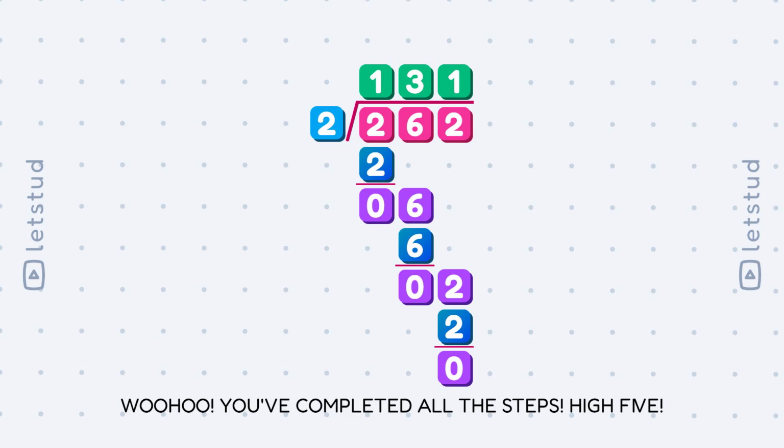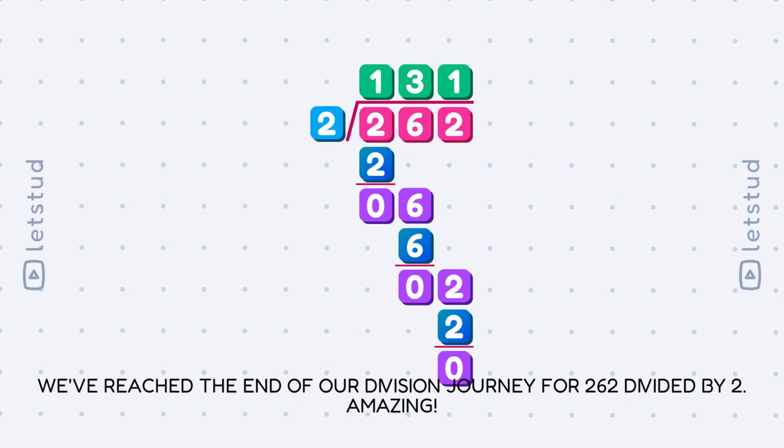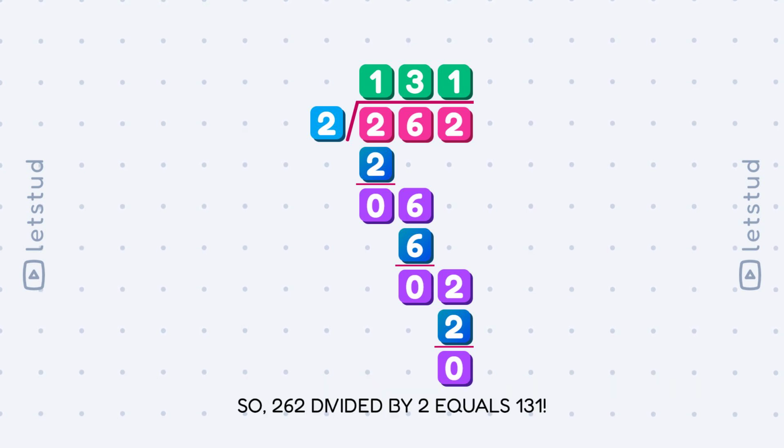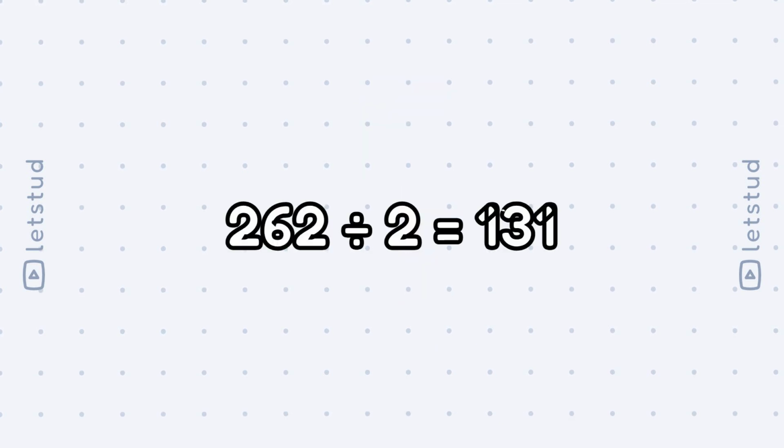High five. We've reached the end of our division journey for 262 divided by 2. Amazing. So, 262 divided by 2 equals 131. Great job, everyone. We just tackled dividing 262 by 2 step by step. Remember, every division problem is just a puzzle waiting to be solved. Keep practicing, and you'll become division wizards in no time.